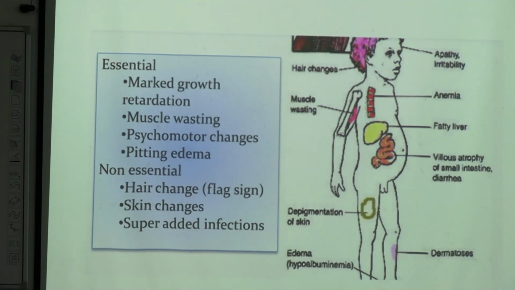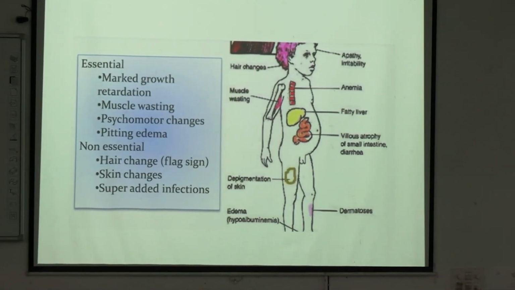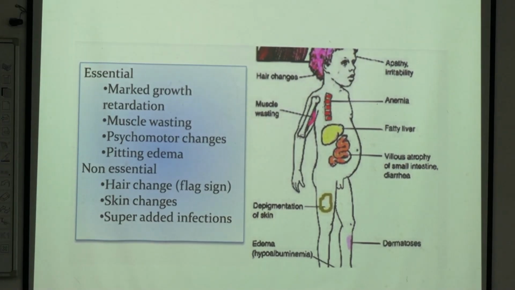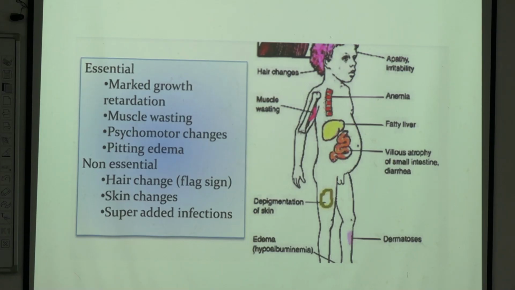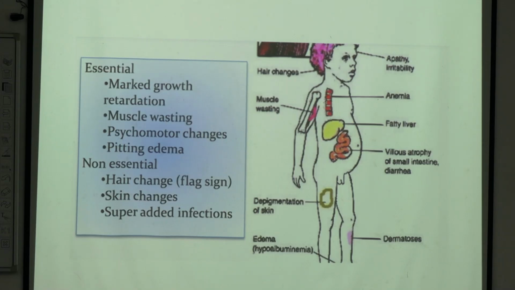So here you look at the essential features. There is marked growth retardation, muscle wasting, psychomotor changes, and pitting edema. Remember, pitting edema is a classical sign of Kwashiorkor. Then non-essential features are hair change, which is also called the flag sign, skin changes, and superadded infection. Now, if you look at the pointer, if you go to the slide, if you look at the hair changes, you will find the hair has changed.